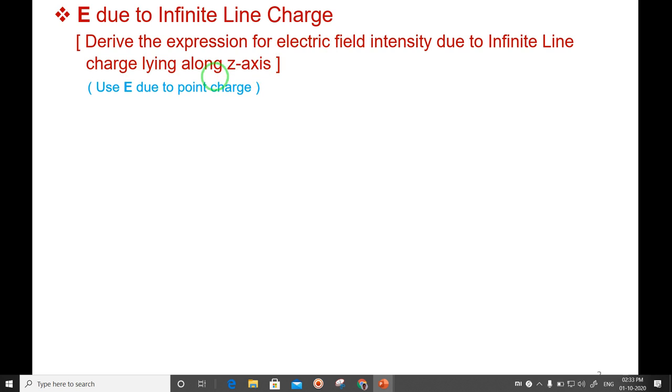Infinite line charge may be lying along the x-axis, y-axis or z-axis, but here we have taken it along the z-axis. To derive this, we will use the concept of point charge. The electric field intensity due to a point charge is q by 4 pi epsilon r square into ar, that we know. We will make use of that, because a set of point charges will make a line charge. First I will draw the diagram.